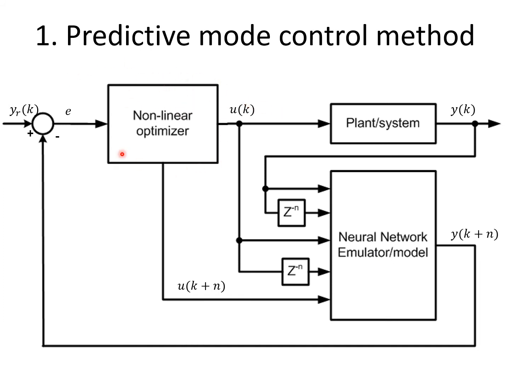So this is not the neural network. It can be neural network based, it can be any other optimizer, but here mainly the neural network is used as the model itself. So this is a forward model that is used within the optimizer to get the control. So this is the neural network predictive model control strategy: the neural network as the model, and not the optimizer.